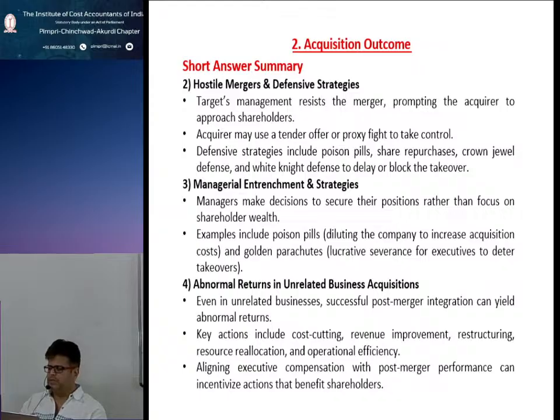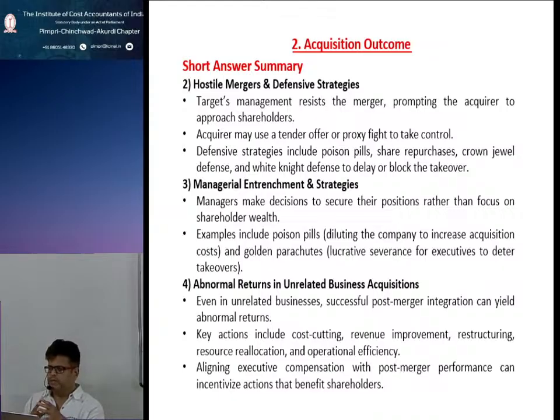Managerial entrenchment and strategies was discussed in question 3. Managers take decisions to ensure their positions rather than focus on shareholder wealth. Examples include poison pills, diluting the company to increase acquisition cost, and golden parachutes, wherein lucrative severance for executives is used to deter takeovers.